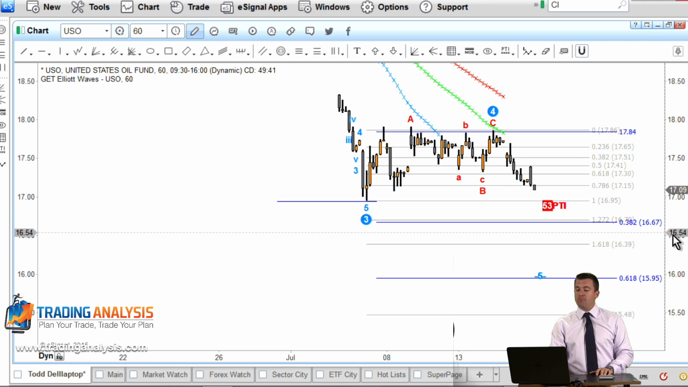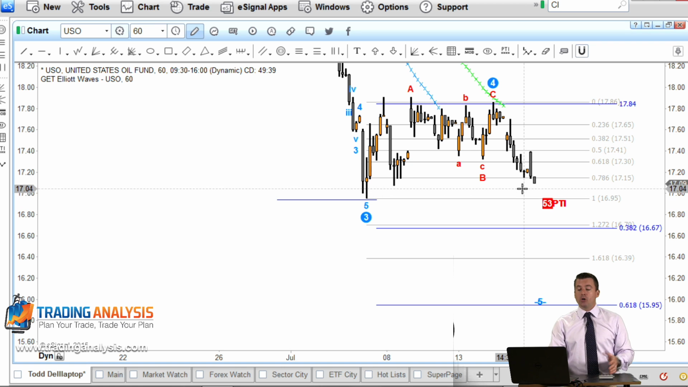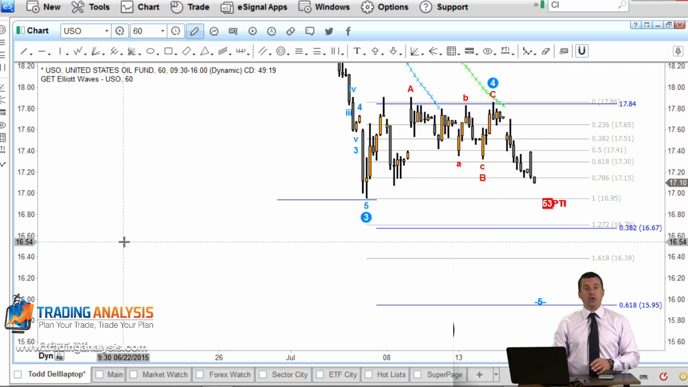16.65 is going to be our immediate downside target. So crude oil looks like it's going to break through the old lows at about $16.95 in the USO, down to 16.70, and eventually we could get down to the 1.618 at 16.40, possibly even as low as 16 even. So 16.40 and 16 even. So we have quite a long ways to fall in crude oil.